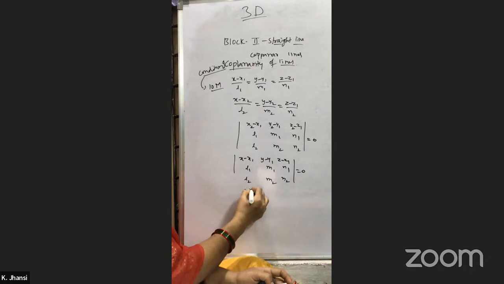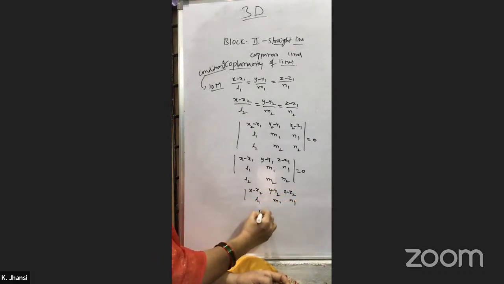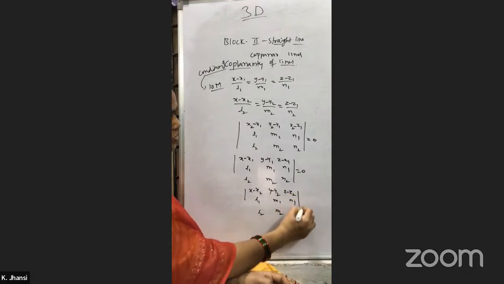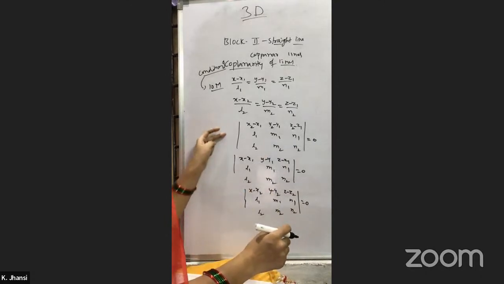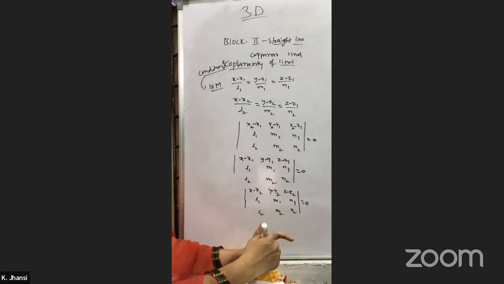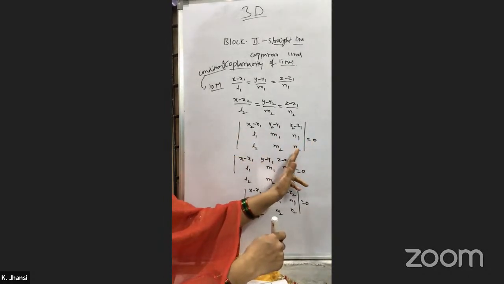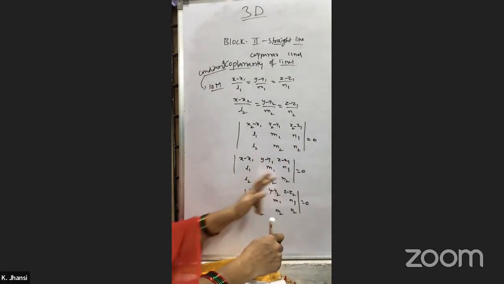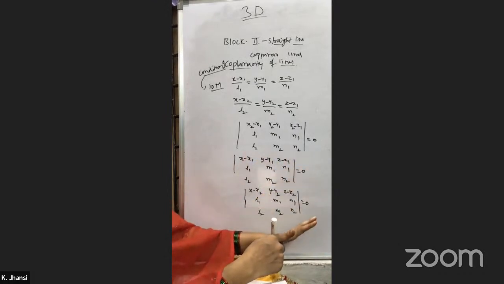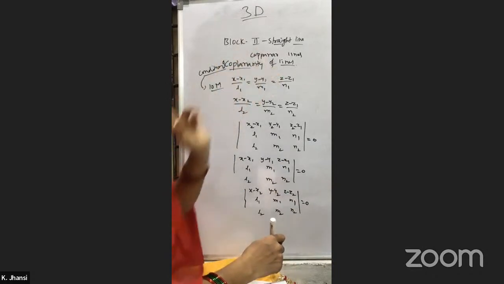Next, the second one is x minus x2, y minus y2, z minus z2, L1, M1, N1, L2, M2, N2. So you will get two equations here, along with the condition. If you know these formulas, it is enough. When you substitute all the values and get 0, you write that the given two lines are coplanar. For finding the equations, you substitute the values in these two determinants and expand them, and you will get the equations.